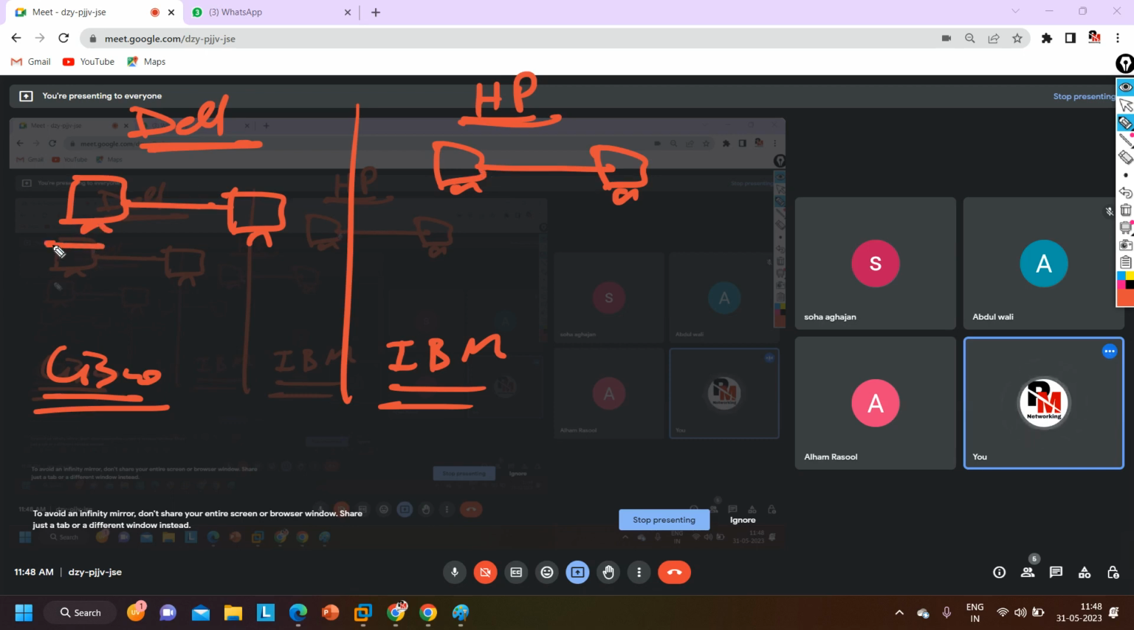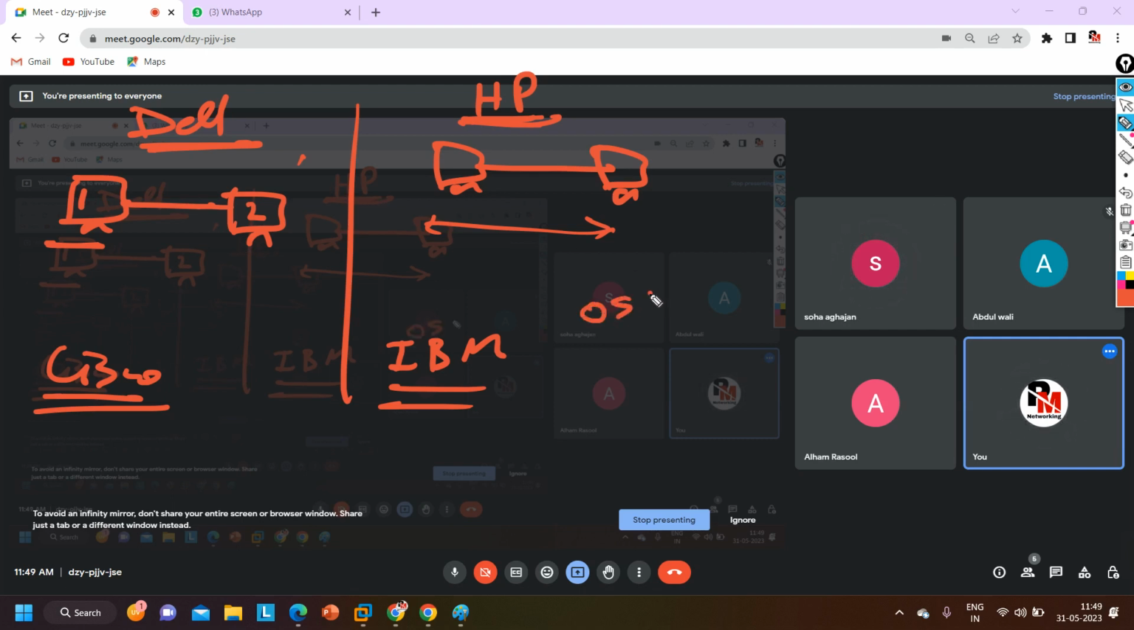Let's say Dell has manufactured two computers, computer 1 and computer 2, for communication. They have provided the MAC address on the NIC, everything. They have manufactured the hardware. They have designed the software. Then finally, both computers are able to communicate with each other. In the same way, HP engineers were also working on communication between two devices, and finally they also achieved it. But now the question is, the method of Dell is different from HP.